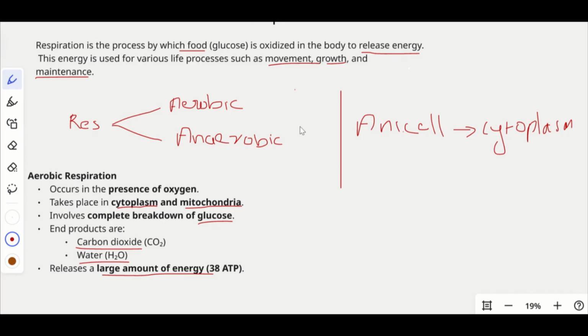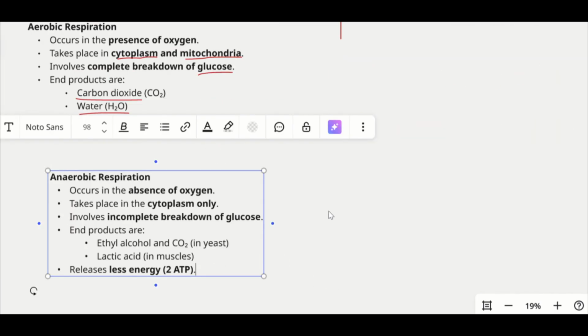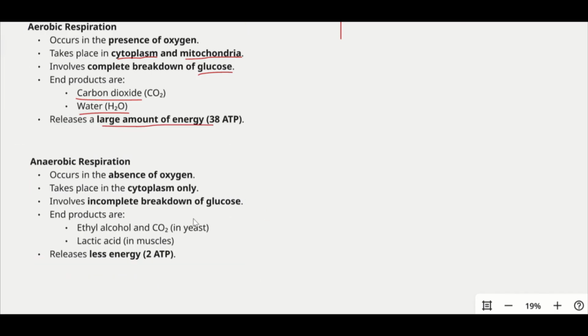Now let's take a quick look at anaerobic respiration. If aerobic respiration is with the presence of oxygen, then anaerobic respiration is in the absence of oxygen. So in the absence of oxygen, what will happen? It will occur in the cytoplasm only. So this is anaerobic respiration, and it occurs in the cytoplasm only.